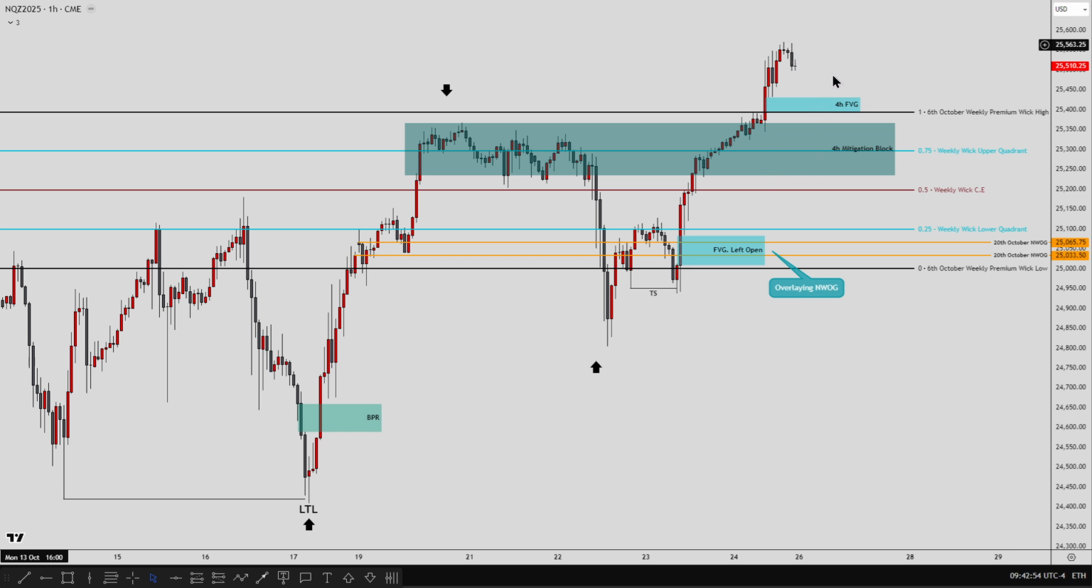Short-term expectations, potentially trade into the mitigation block, but don't hold me to that. Because if we open a bit weirdly and we just open up higher, it could just run through that gap and keep trading higher because we do have a bullish order block here. Plus, the reason I, again, don't think we'll have a deep retracement is because this 6th October weekly premium wick high, that is also known as the all-time high level. This was all-time highs.